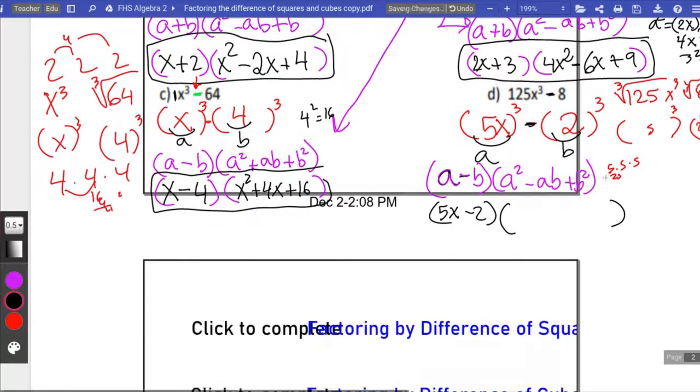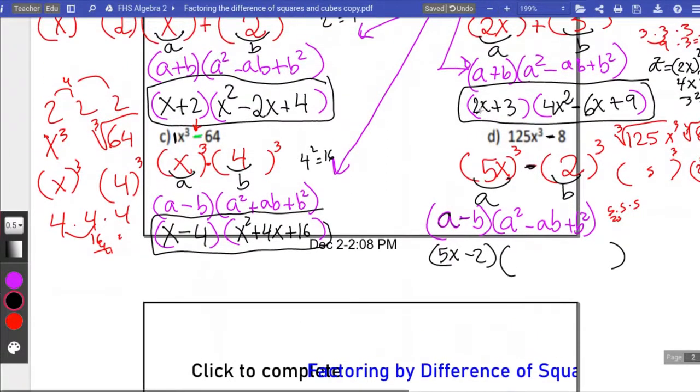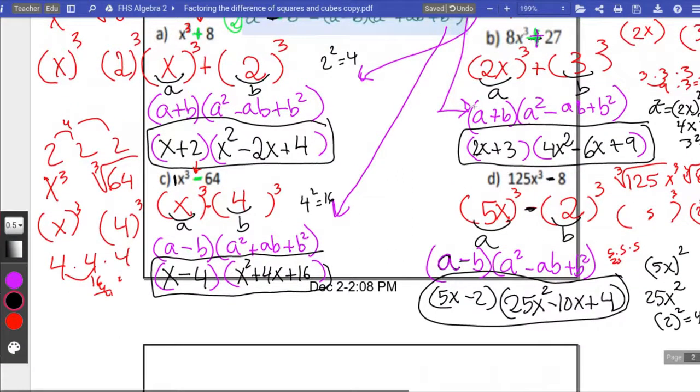A squared. What's a again? It's 5x. So if you do 5x squared, that should give you 25x squared. Got it. Minus a times b: 5x times 2, that should give you 10x. Plus b squared. B squared is 2 squared, that gives you 4. And we are done. This one was just a little bit of work, but just do the practice, use the formula.